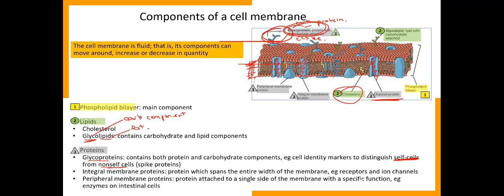And thirdly, we've got peripheral membrane proteins. Peripheral membrane proteins don't span the entire width of the membrane, so they're only found jutting out inside the cell, or some of them jut out outside the cell, but they don't span the entire width of the membrane. An example of peripheral membrane proteins are enzymes found on intestinal cells, and they're only found on one side of the cell membrane wall. So that's the brief overview of the cell membrane.